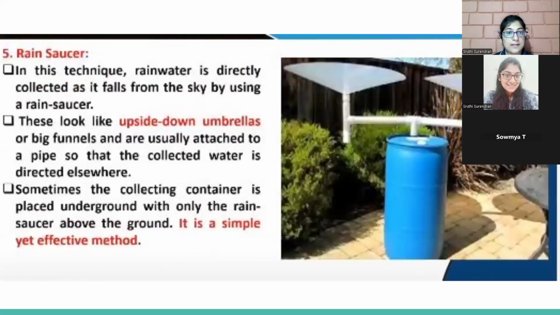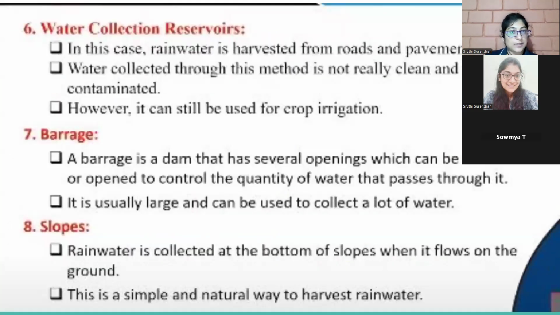Then there is something called a rain saucer. It collects the water that is directly falling as rain. You can see this inverted umbrella type of structure into which water will fall, and they collect this water into a small tank or a storage device. So it's a very simple method, but a very innovative and useful method for collecting rainwater. Then there are water collection reservoirs, kept at places similar to surface runoff harvesting.